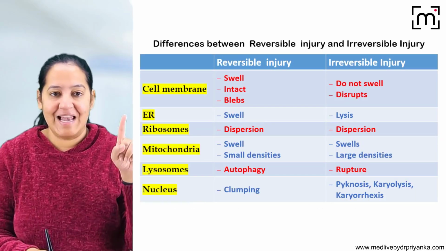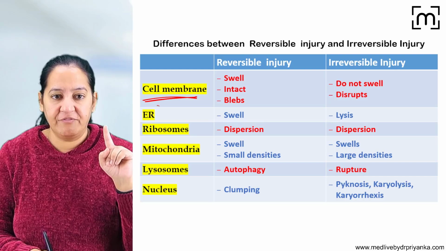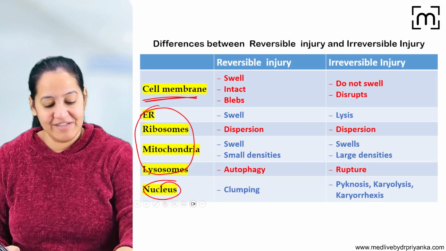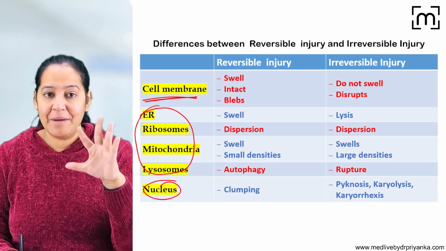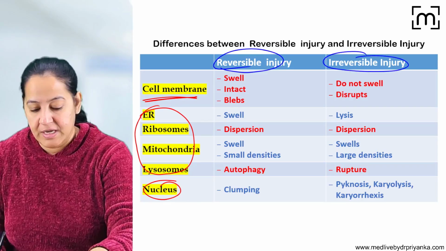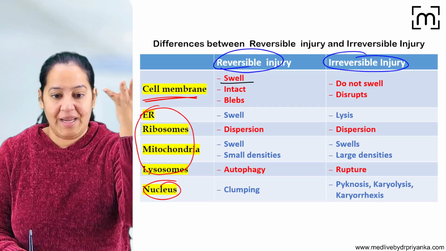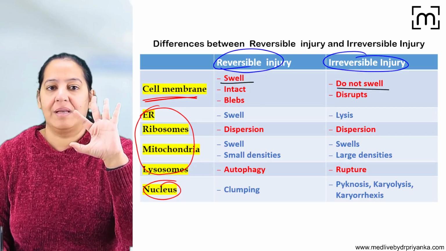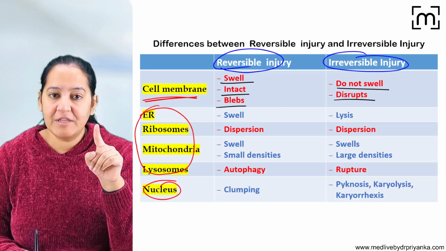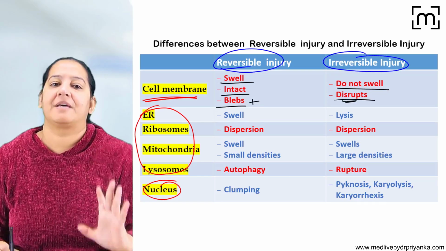So compare the cell membrane in both of them. Compare the 4 organelles in both of them and compare the nucleus in both of them. Reversible versus irreversible. Compare the cell membrane. This is reversible injury, this is irreversible injury. In reversible cell injury, the cell is swelling. In irreversible injury, it does not swell. In reversible, the cell membrane is intact. Here it disrupts. In reversible injury, the blebs are present. In irreversible, the blebs are absent.